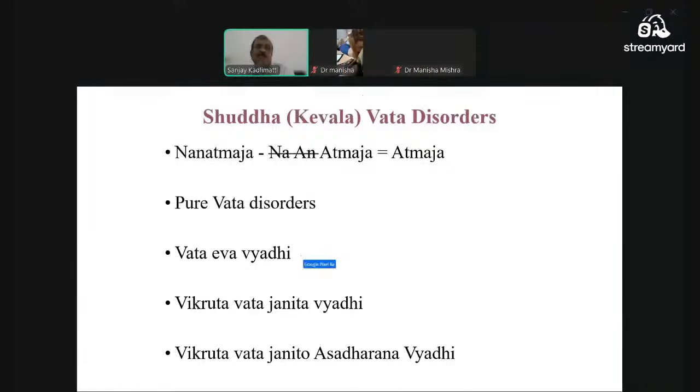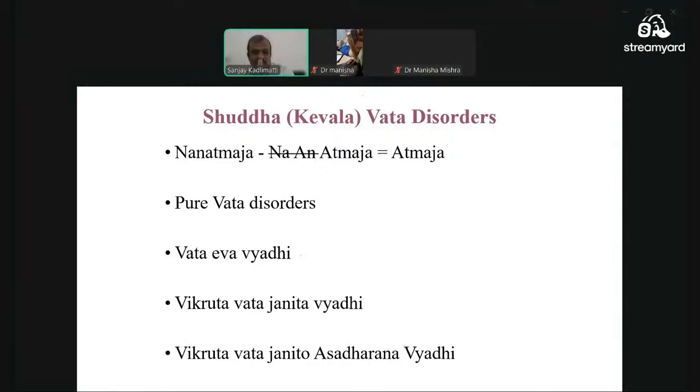So when we say Nanatmaja Vyadhi, if you split the sandhi, samasa: Na, An, Atmaja. I have stripped off Na and An, then you get only Atmaja. That means it is a pure disease of Vata. No involvement of any Samsarga and Sannipata here. Even then we see Vata Kapha Gurudrasi or some other conditions, but remember, this is a different concept. We will be dealing with it in the neurological conditions; this is not the topic for discussion.